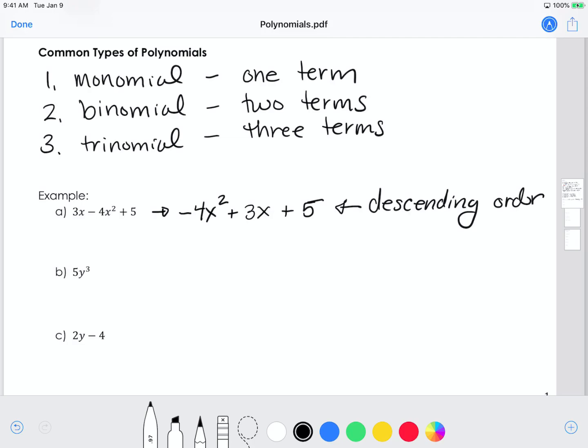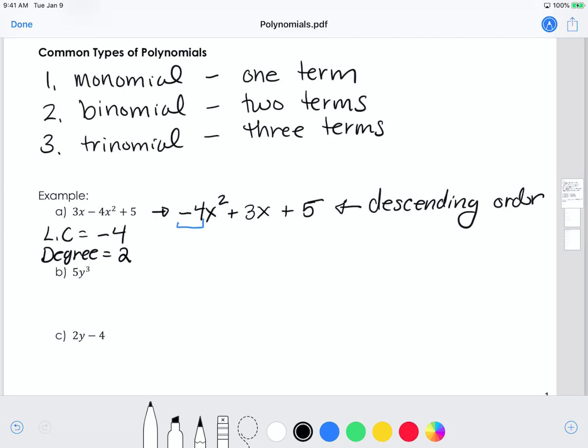When it's in descending order, it's easier to identify what your leading coefficient is. And I'm going to abbreviate LC for leading coefficient. Your leading coefficient is the number that's in front. I know it's kind of immature to think of it this way, but it kind of helps remember. I think of it as the engine of the train because it's right in front. So my leading coefficient is -4. My degree of the polynomial is the largest exponent for x. And in this case, my largest exponent for x is 2. So I would say that this has a degree 2.